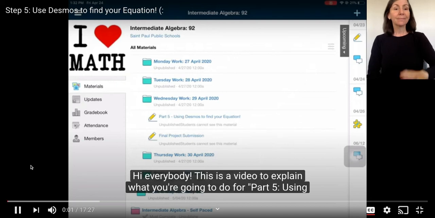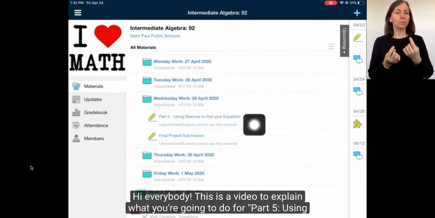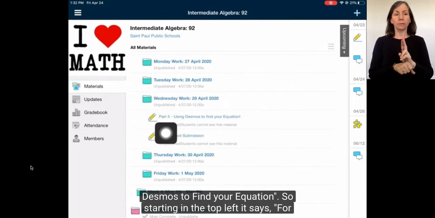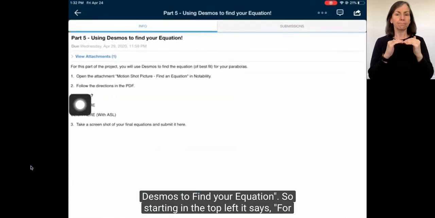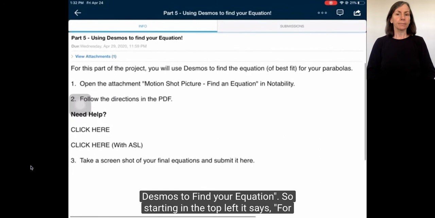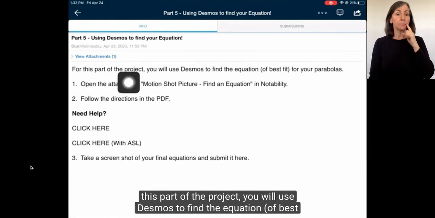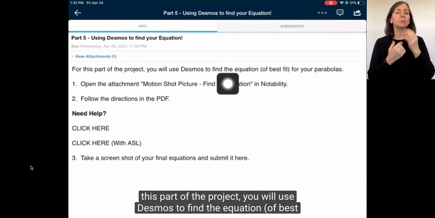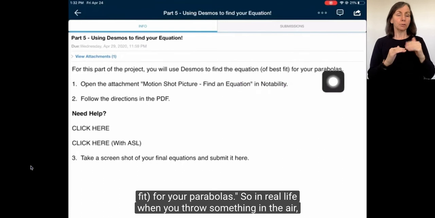Hi everybody, this is a video to explain what you're going to do for part 5, using Desmos to find your equation. So starting in the top left it says, for this part of the project you will use Desmos to find the equation of best fit for your parabolas.